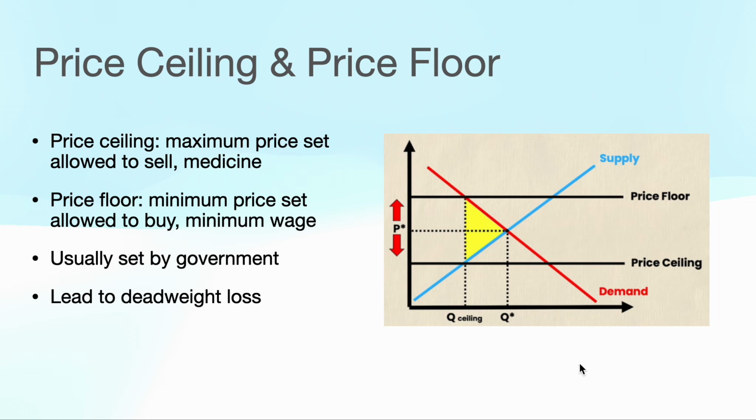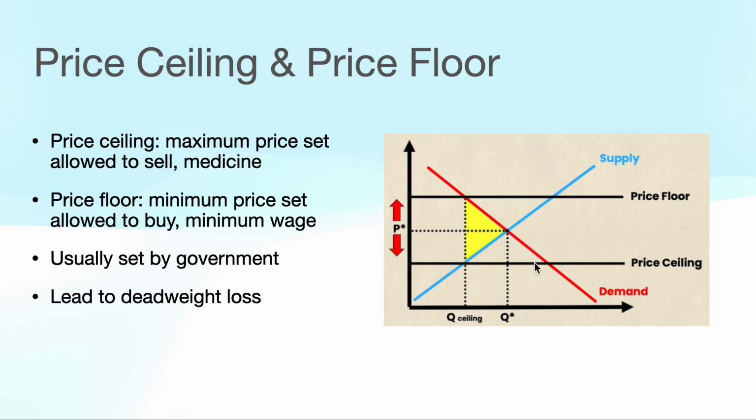Now let's look at price ceiling first. Price ceiling is the maximum price allowed to sell, right? So in this case, we have price ceiling set at this point. And as you can see at this point, demand is greater than supply. And that is one very important result of a price ceiling. That is, it leads to over demand.